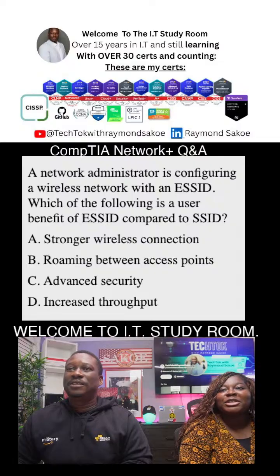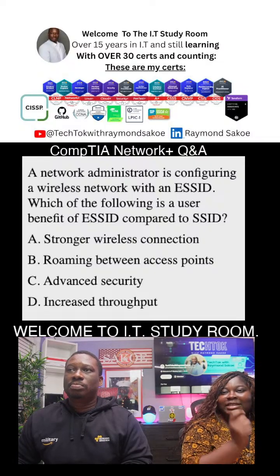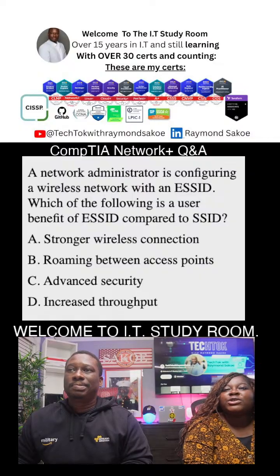Okay, a network administrator is configuring a wireless network with ESSID. Which of the following is a user benefit of ESSID compared to SSID?